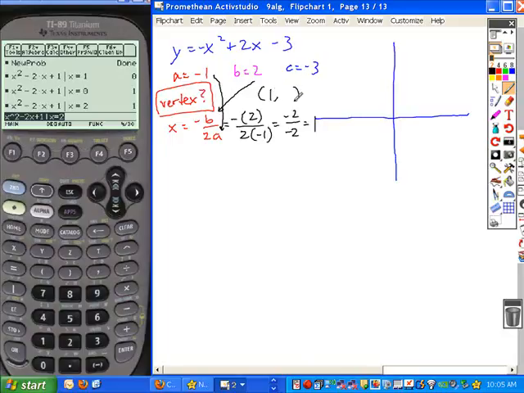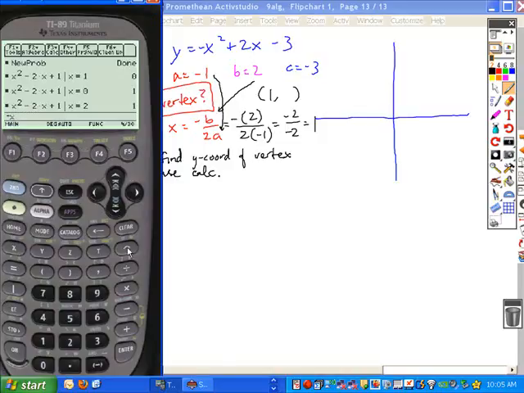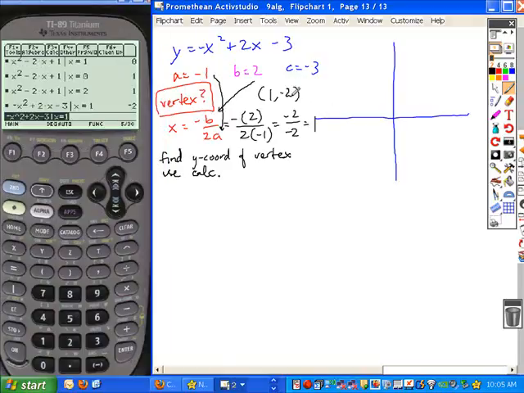So how can I find the corresponding y-coordinate here? To find the y-coordinate of the vertex, I'm going to use my calculator. I'm going to type in the original equation, so -x squared plus 2x minus 3. I'm going to evaluate it with x equaling what? What is the x-coordinate of that vertex? We found it to be 1. So if I evaluate this for 1, I get my y-coordinate to be -2. Okay, so right now I can plot that point. Here's 1, -2.